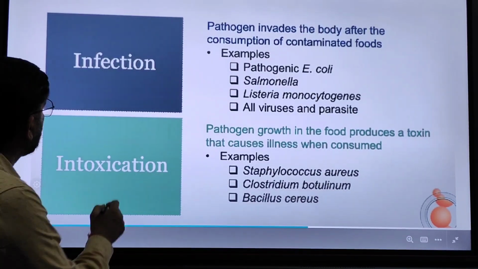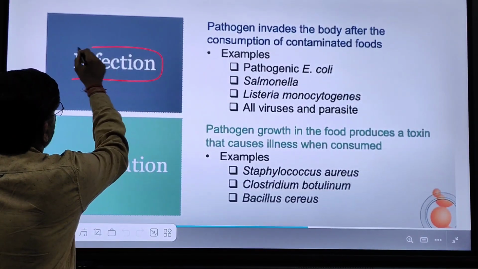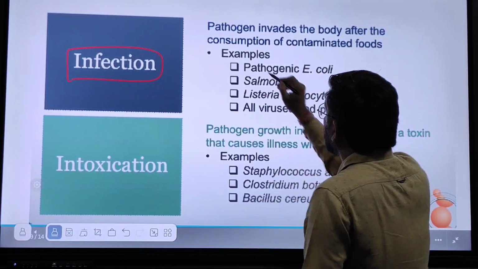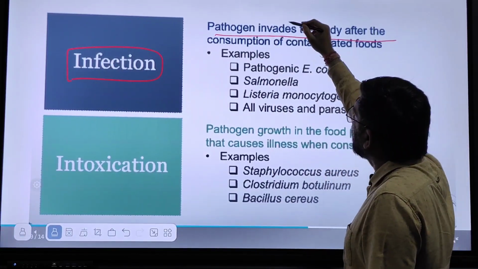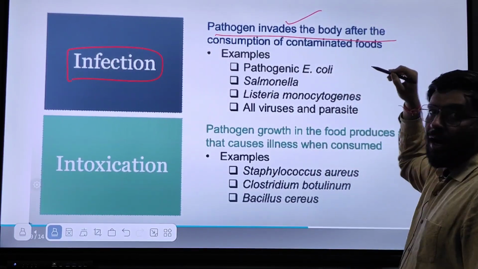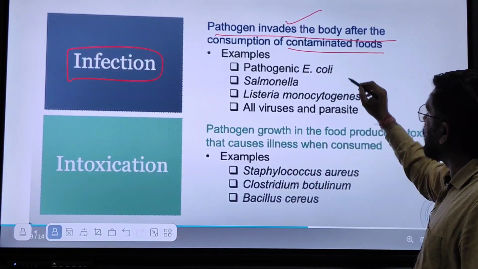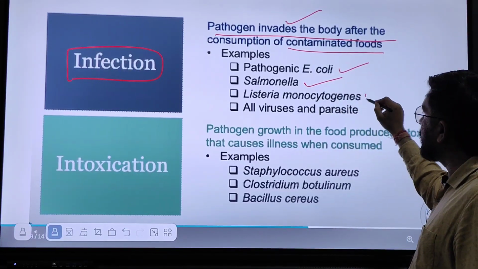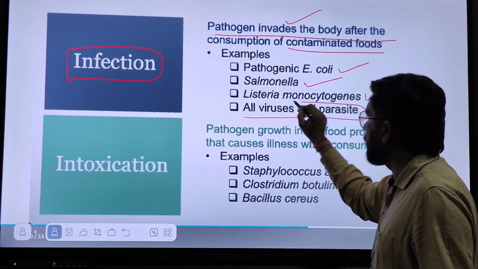Next comes infection. Infection is a condition where a pathogen or pathogenic microorganism invades the body after the consumption of contaminated food. Example: E. coli, Salmonella species, Listeria monocytogenes, all viruses and parasites. These are reported to cause infection.